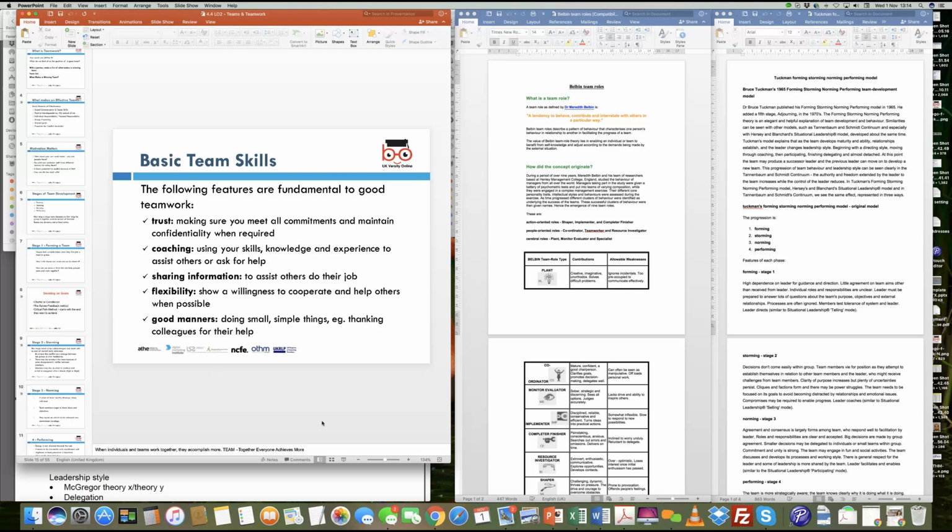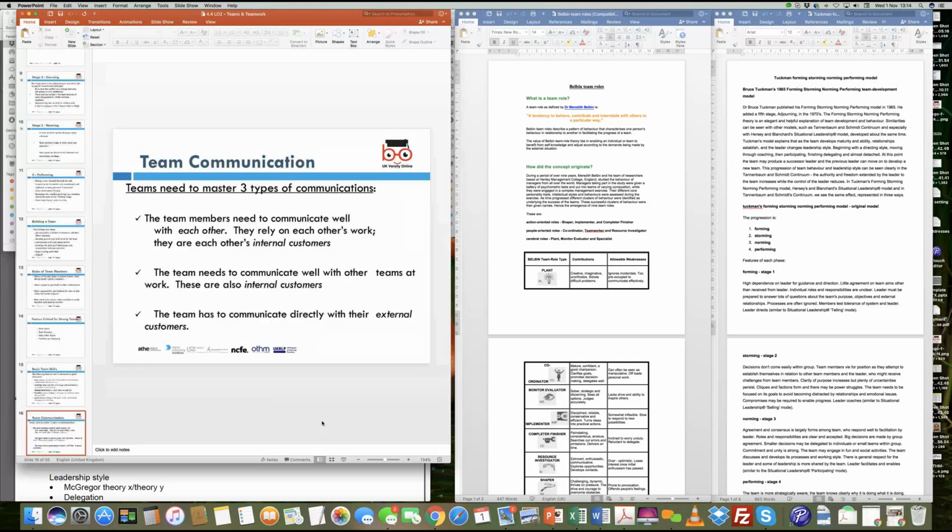So there are qualities that we look at when you are trying to put together a team, and when you are part of a team or working as a group, you need to have these qualities which allow you to work effectively as a team and continue to deliver the objectives which have been set for that team.